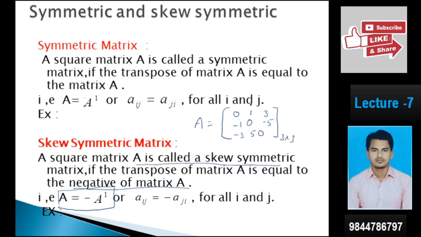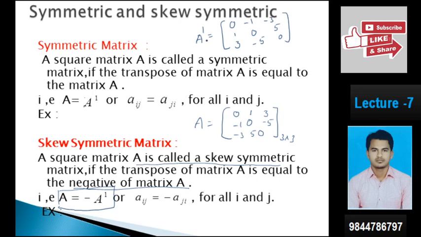If I do the transpose of A, interchanging rows into the columns, what is the value of A transpose? 0, 1, 3, then 0, minus 5, and minus 3, 5 and 0.